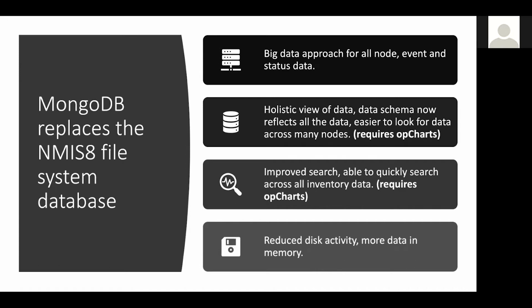We have a holistic view of the data that now reflects all of the data, and it's easy to look for data across many nodes. You'll get the full benefits of that using opCharts. There's improved search and ability to quickly search across all the inventory data. And again, you'll get the full benefits with opCharts. There's reduced disk activity, and this was ultimately our primary goal with using MongoDB. MongoDB is a fantastic database. We'll go into a little bit of detail about MongoDB in just a second. But one of its key features is that it's an in-memory database.